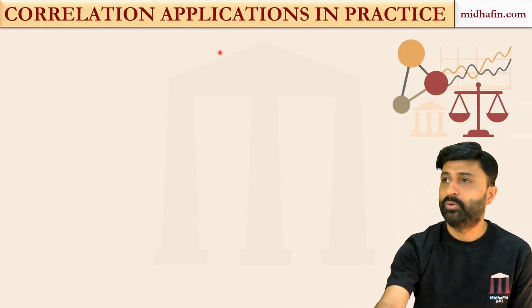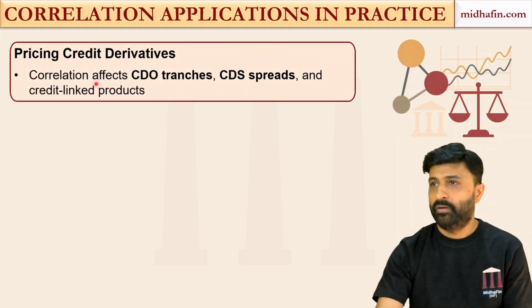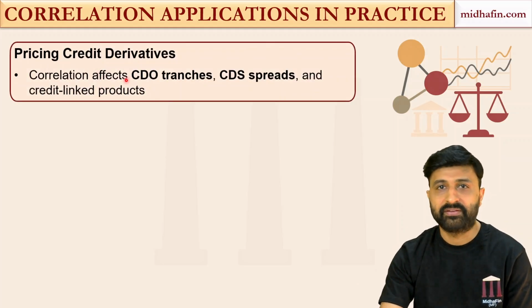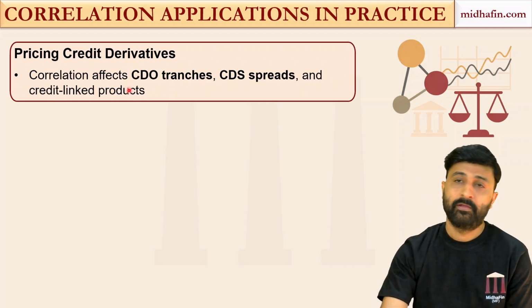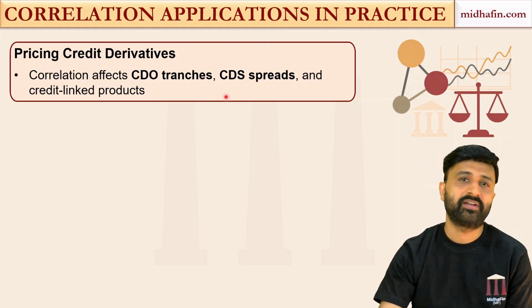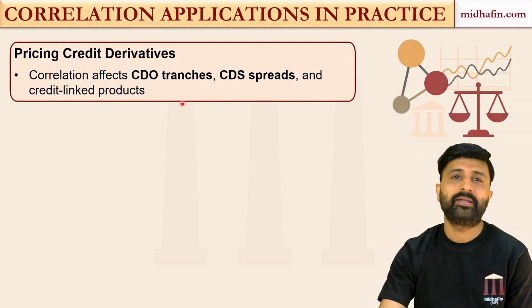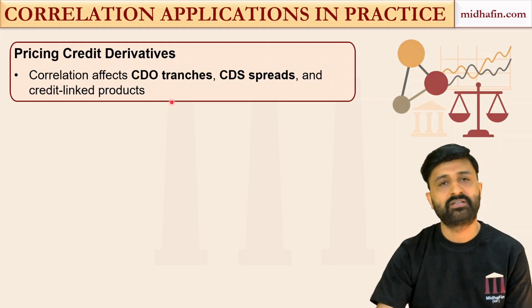So let's talk about correlation applications in practice. Application 1, pricing credit derivatives. In practice, default correlation feeds directly into pricing models. When modeling instruments like CDOs or CDS portfolios, correlation determines how likely multiple names default together and therefore what premium investors should demand.